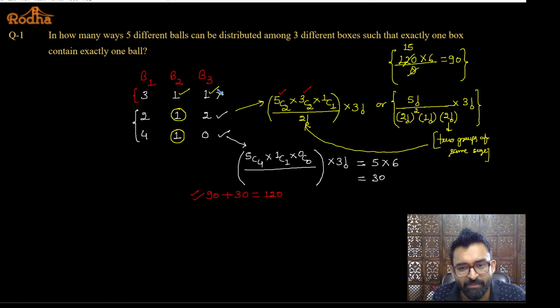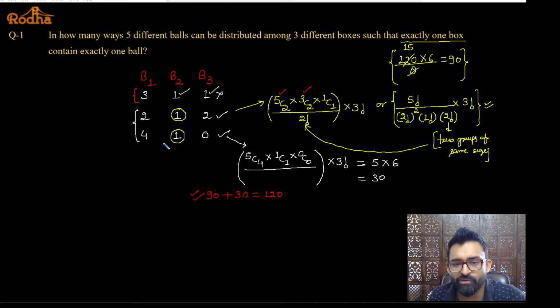In this one there is 1 ball, and in this one also there is 1 ball. As per the question, exactly 1 box should have exactly 1 ball. Fine. So I made the grouping: 5C2, 2 balls selected out of 5, 3C2, 2 balls selected out of the remaining 3, and 1C1, divided by 2 factorial because there are 2 groups which are having the same size. Multiplied by 3 factorial because I want to distribute the groups which I just made into 3 boxes which are different. Or I can write it this way as well. This is one of the same ways of writing it.